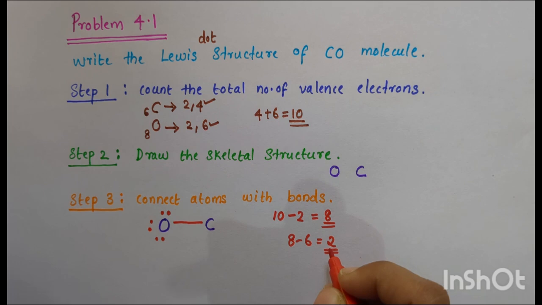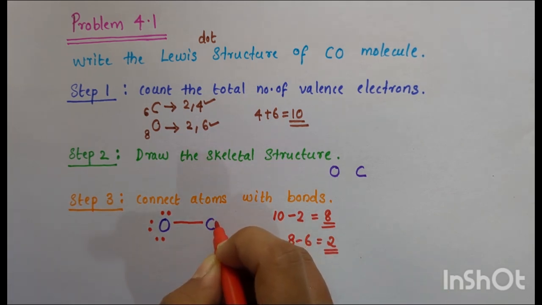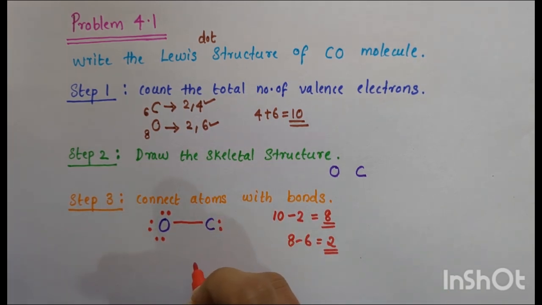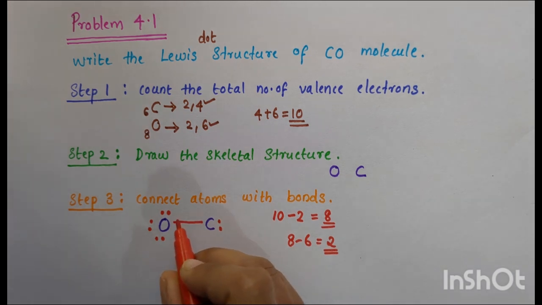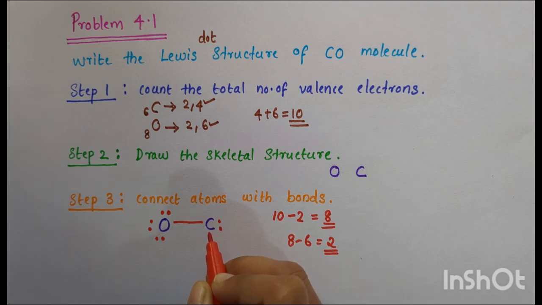Place the 2 electrons around the carbon. But for carbon, this is not enough to satisfy the octet, because the single bond uses 2 electrons and 2 electrons are here, so 2 plus 2, only 4 electrons are around carbon. So the octet is not completed for carbon. Here the single bond does not satisfy the octet rule for both atoms, so we have to form a double bond or a triple bond.